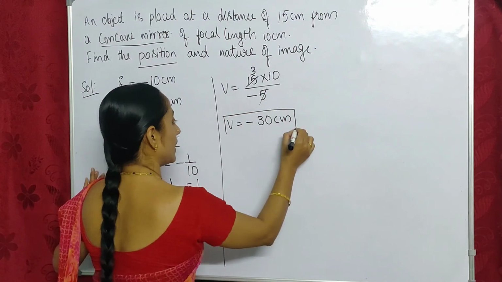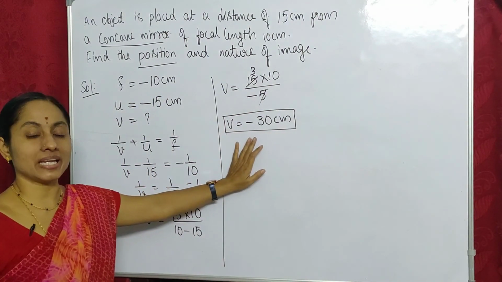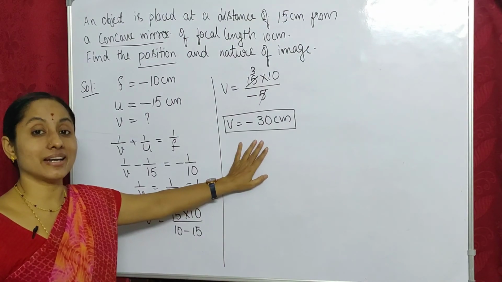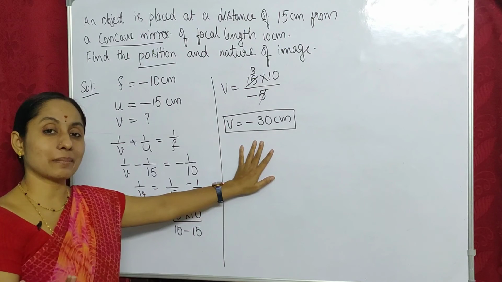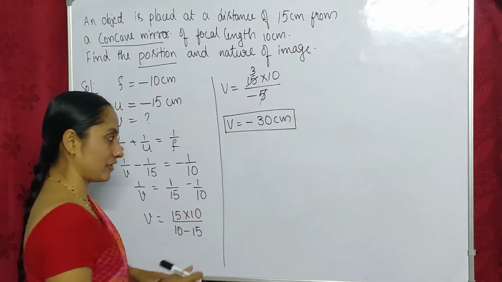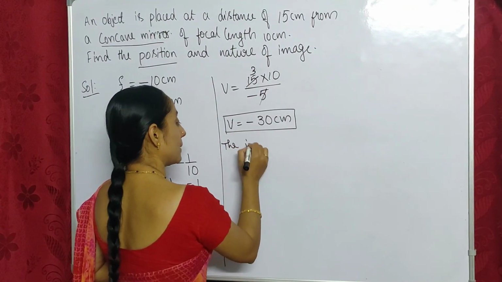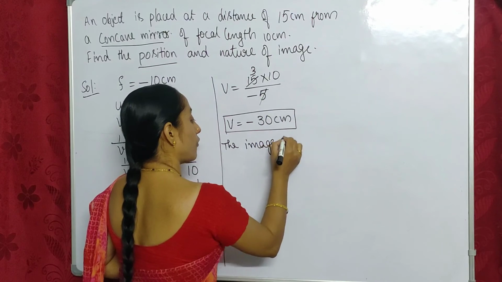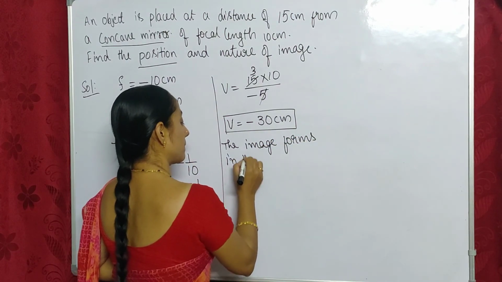What did we get? v is minus 30 centimeters. Minus 30 meaning the image is real, so it will be formed in front of the mirror. Behind the mirror, v is positive. In front of the mirror, v is negative. So we can conclude that the image forms in front of the mirror.